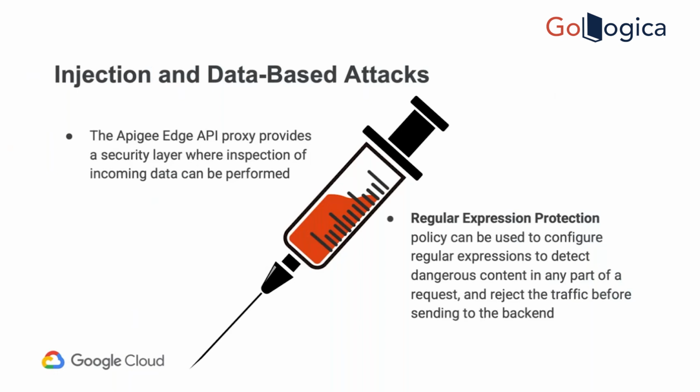SQL injection attack, script injection attack, Java code injection attack, any kind of injection attacks, in APG we have the regular expression protection policy or regex protection policy. Each of these attacks will have a certain pattern. So what APG does is you can define those patterns. APG will look for those patterns in the request, in the fields you specify. If it matches the pattern, APG will reject the traffic. So that is one of the things here.